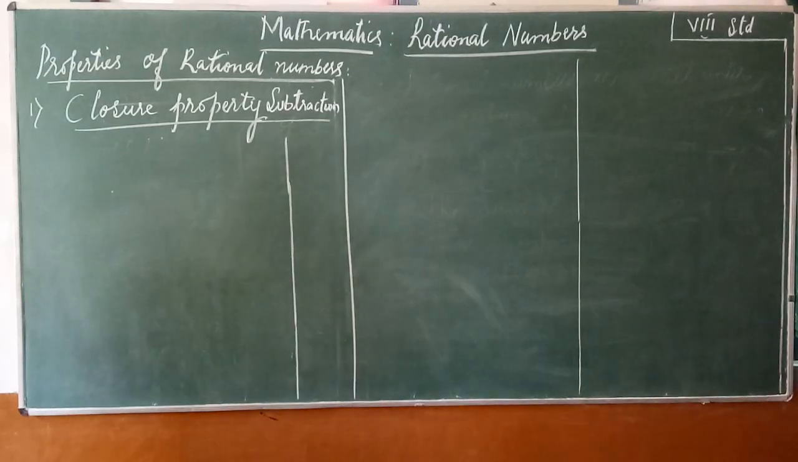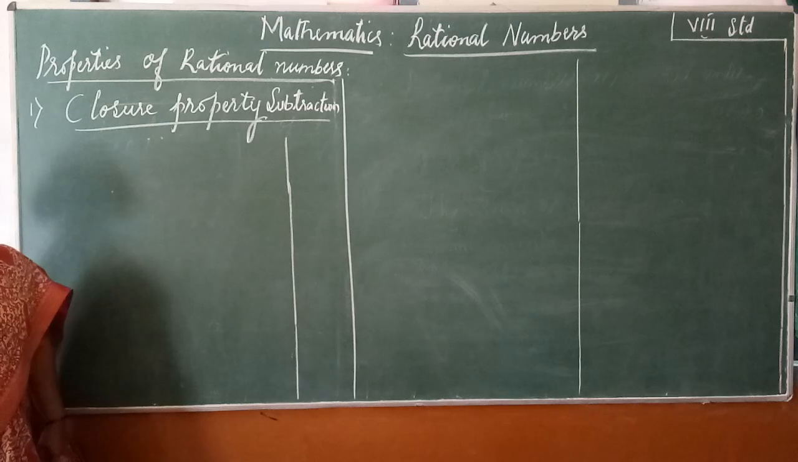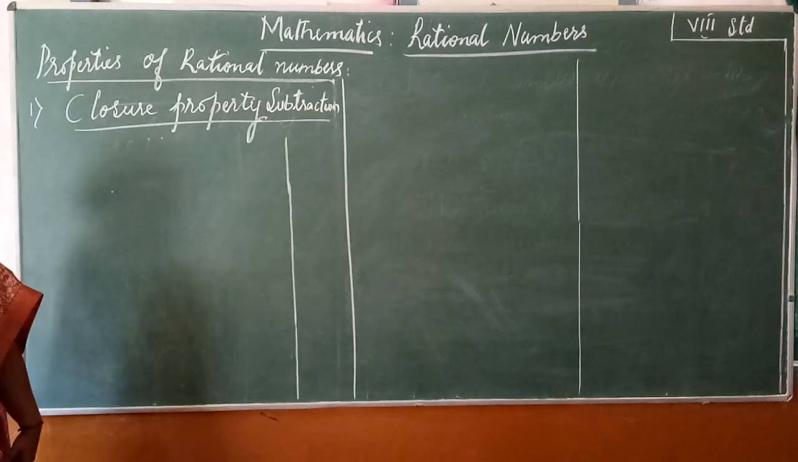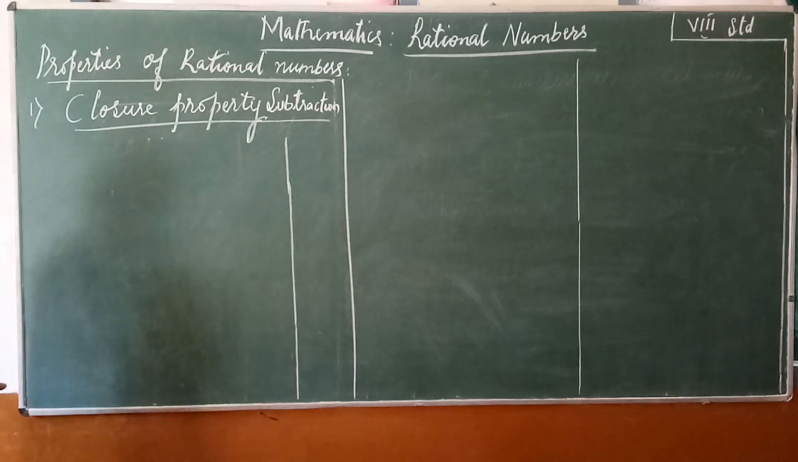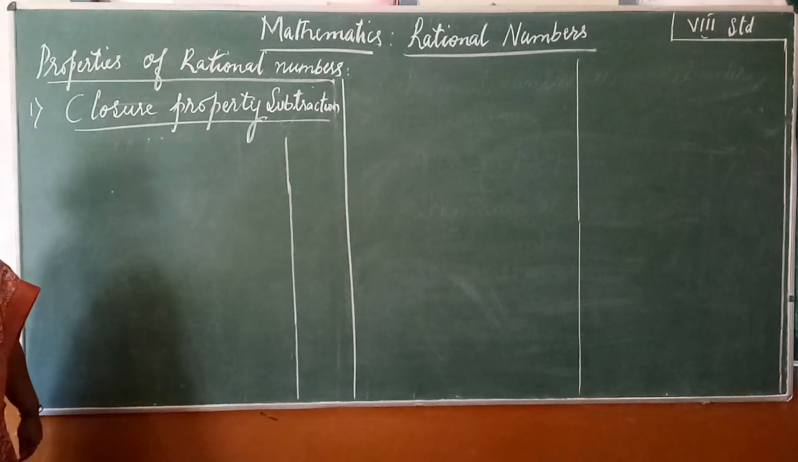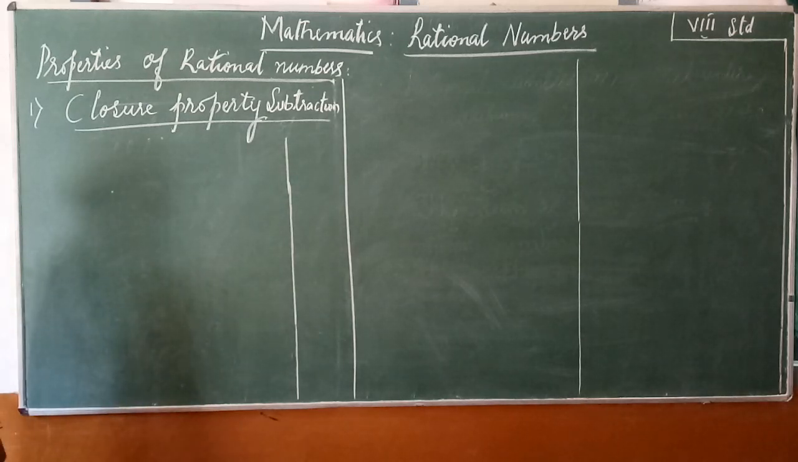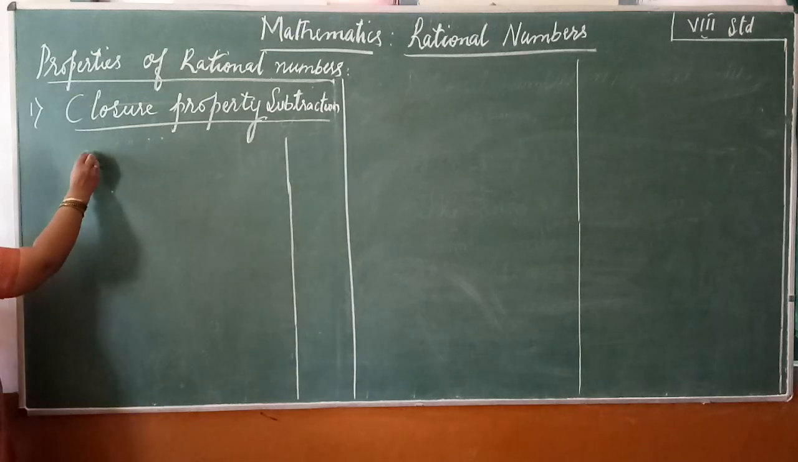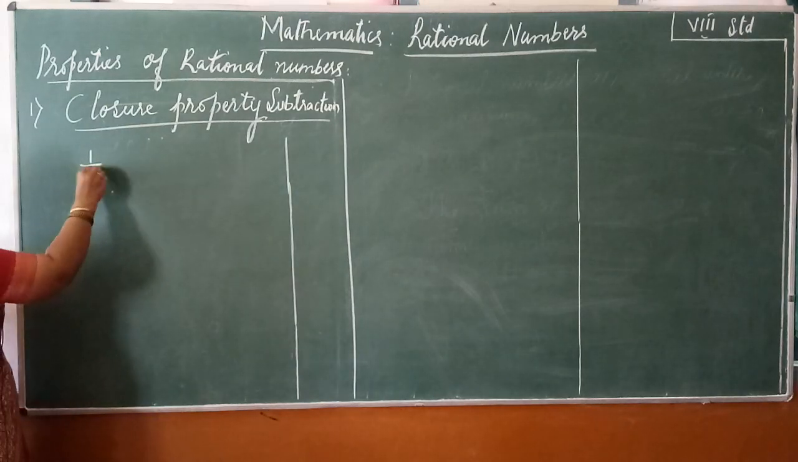Welcome back, children. Previously we had verified whether closure property is satisfied under addition. Now let us check closure property of subtraction. Does it satisfy on set of rational numbers? Again, as usual, let us consider any two simplest rational numbers.